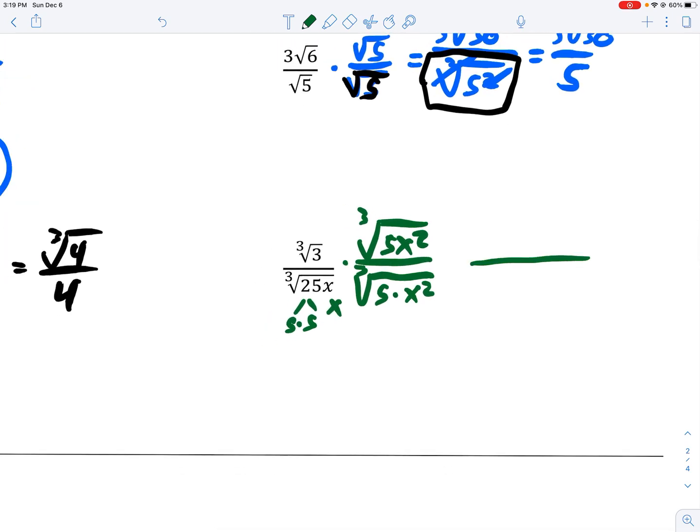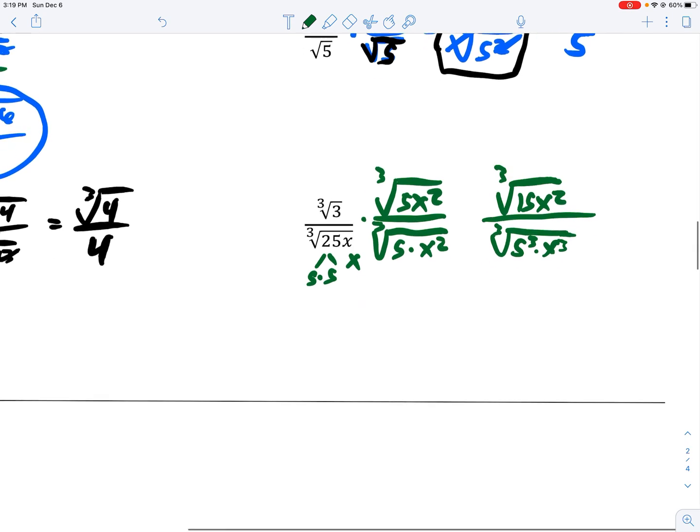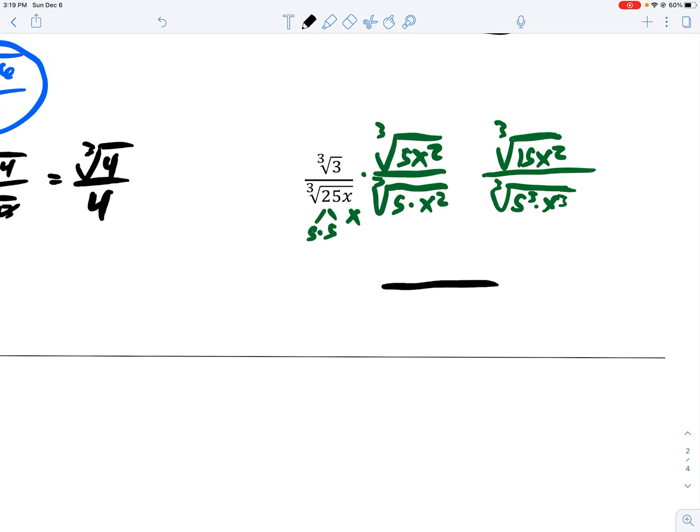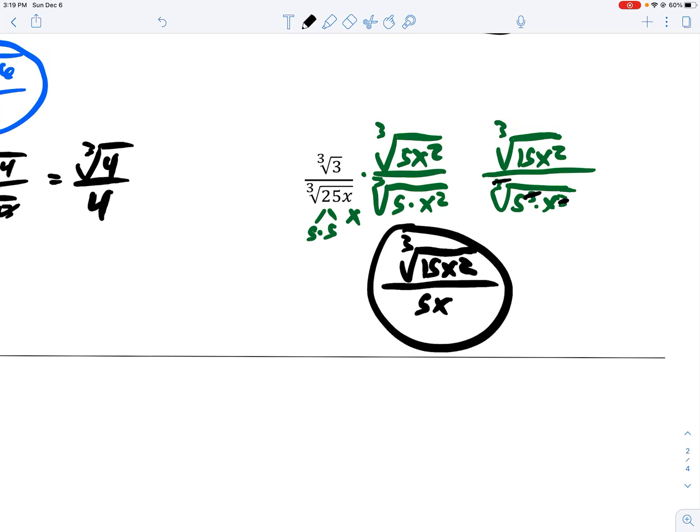So on the bottom, we have the cube root of 5 cubed x cubed. On top, we have the cube root of 5 times 3, so 15x squared. In the bottom, right, we can simplify that. Right, the 3's reduce, so it's just 5x. In the numerator, it's the cube root of 15x squared. And there you go. There's your simplified answer.